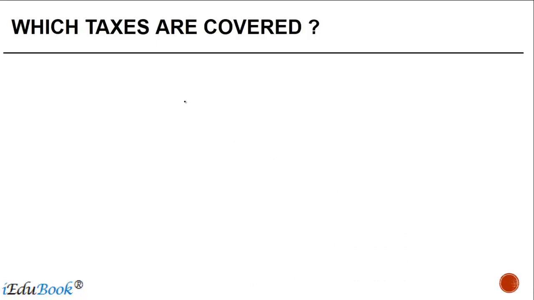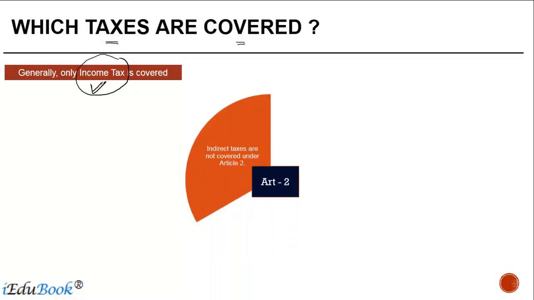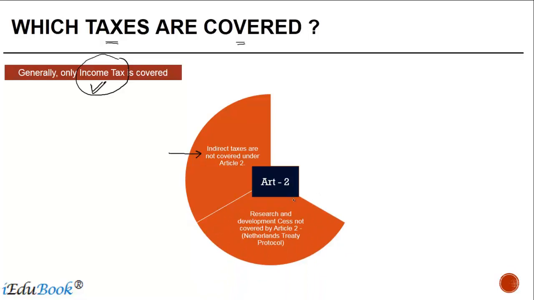That brings us to our next question as to which taxes are then covered under Article 2. As a general rule, it is only income tax which is covered as a part of Article 2 in DTAAs or treaties as you may call them, right? But there are certain other points that one needs to note. The first is that indirect taxes like VAT, sales tax, service tax are generally not covered under Article 2. The research and development cess is not covered by Article 2.